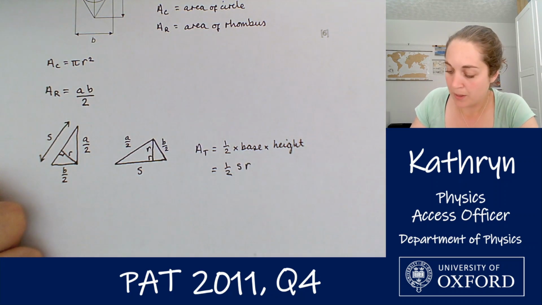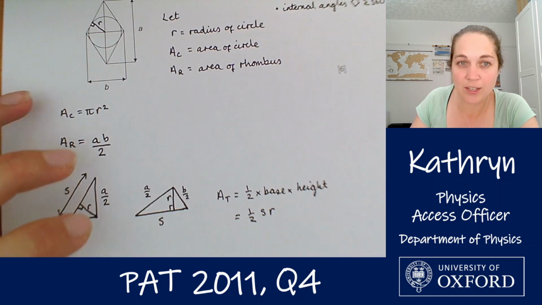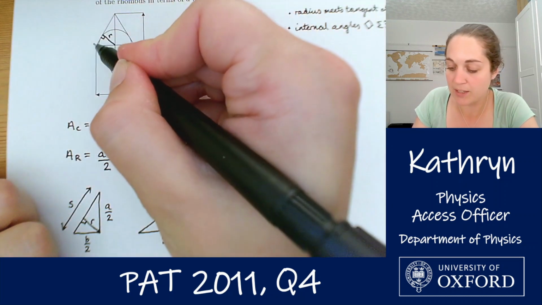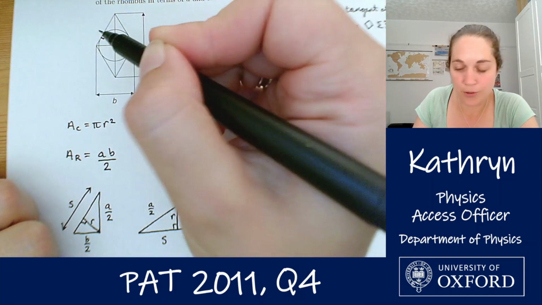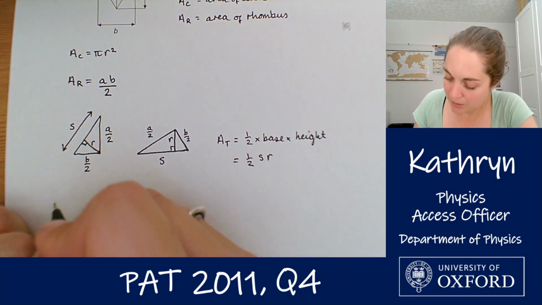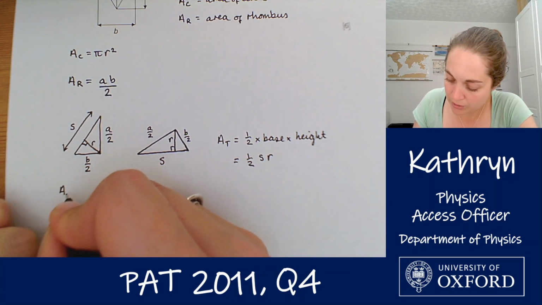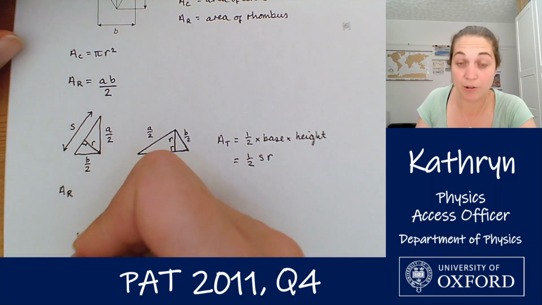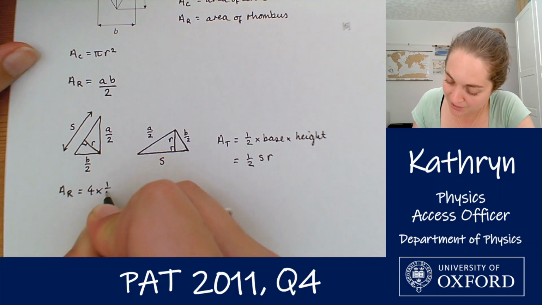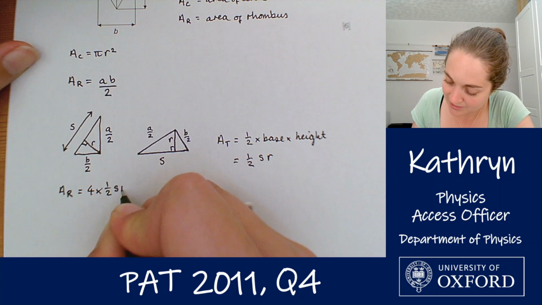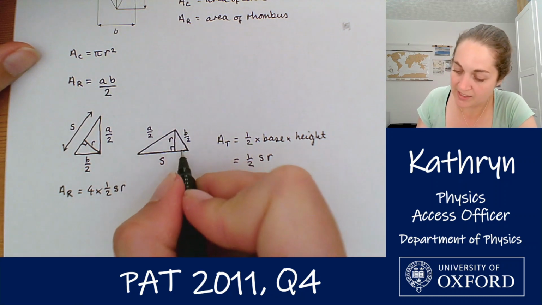Okay, this is interesting, because if we go back to looking at our rhombus, what we've just done is we've worked out the area of this triangle here. Our whole rhombus is just 4 of those triangles. So that means that we've got another expression for the area of the rhombus. AR is 4 times a half times SR. Remembering S is this length here we've defined.